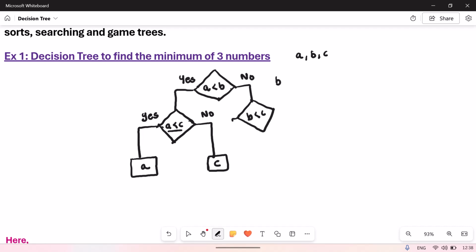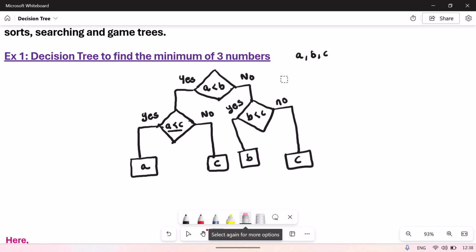Okay. If it is yes, if B is less than C, then B is the smallest. Else, C is the smallest.